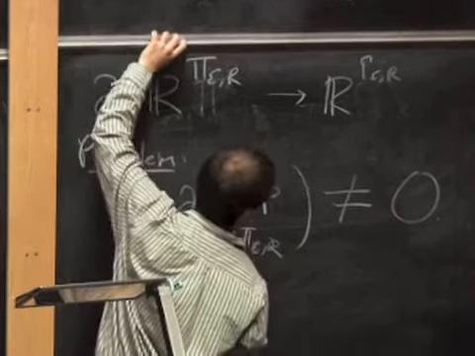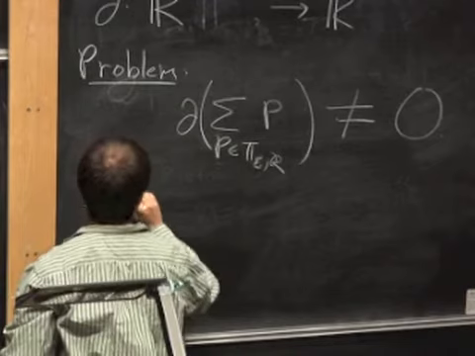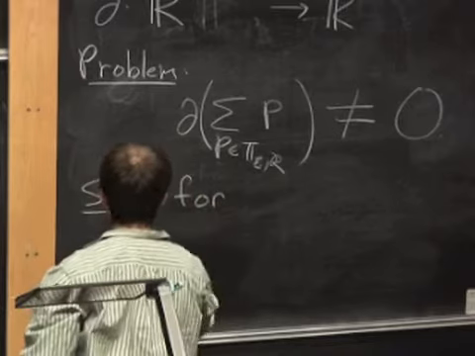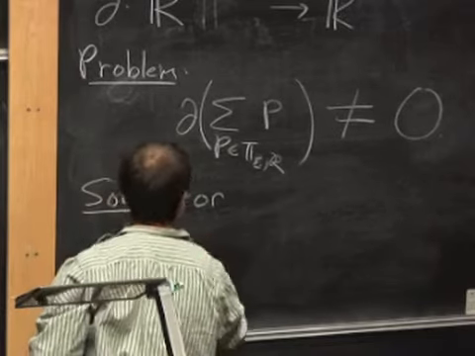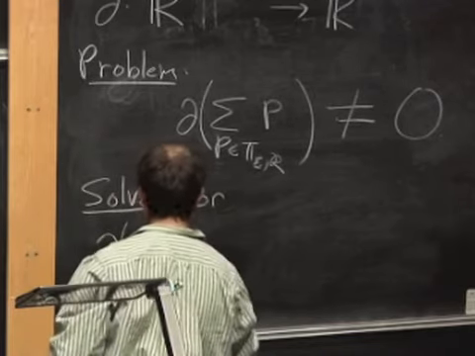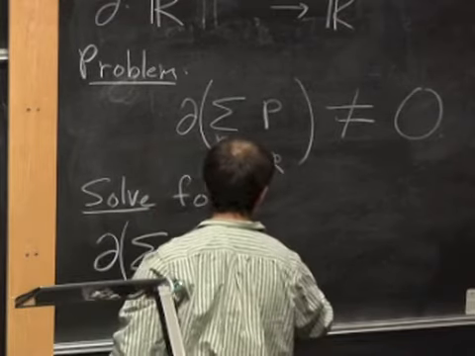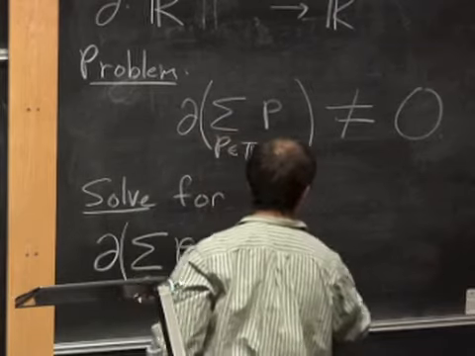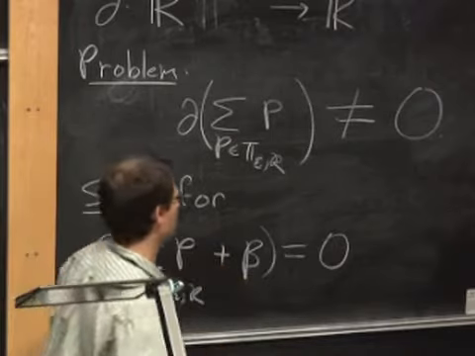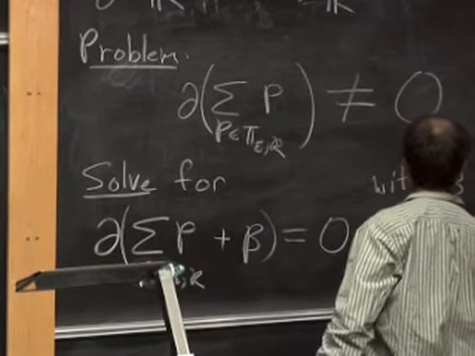So what's the solution? There's an obvious thing to do. So the solution is to solve for the boundary of the sum of pairs of pants, P in this pi epsilon R, plus some correction term, I don't know, beta, equal to 0. So I'm going to have some correction term with beta small.